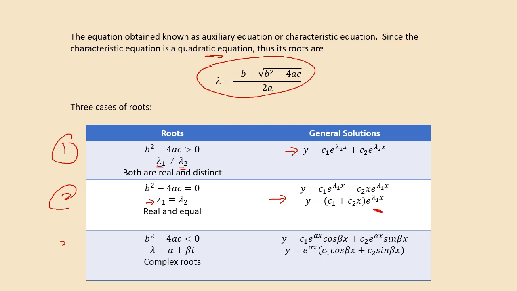And the last case, if you have complex roots, it means your λ is equal to α plus minus βi. Hence, our general solution is y equal to c1 e^(αx) cos βx plus c2 e^(αx) sin βx, or we can simplify it by factorizing e^(αx).